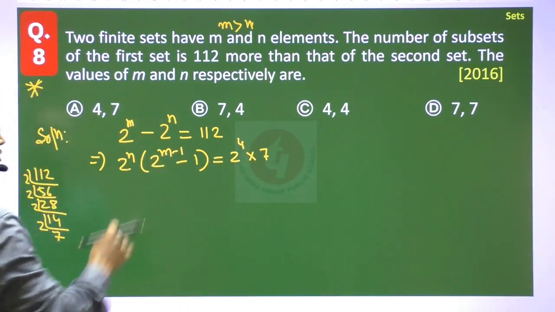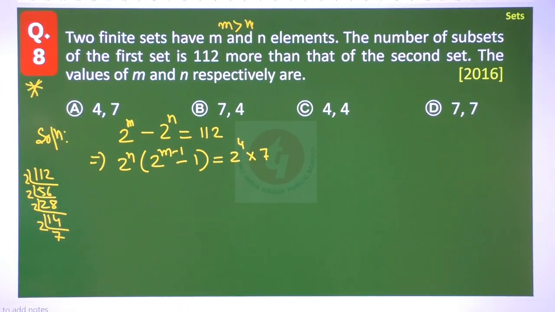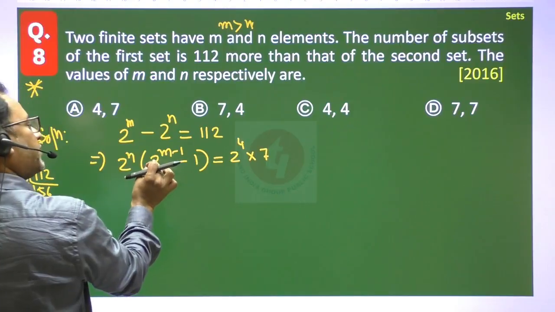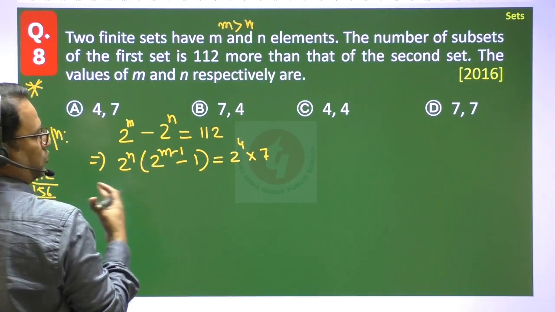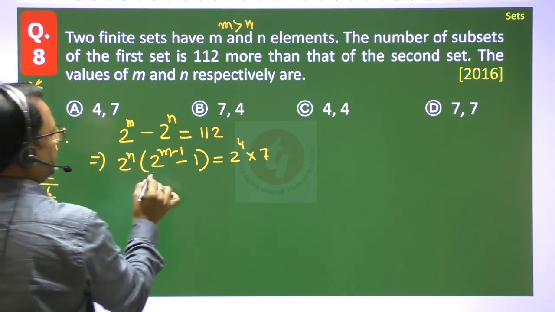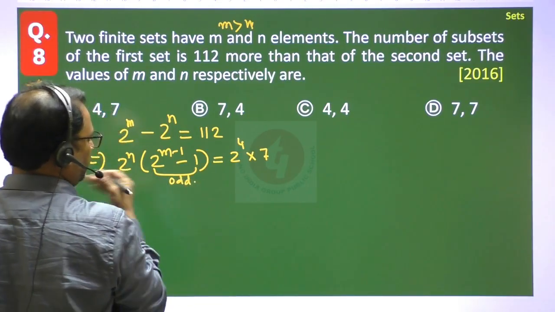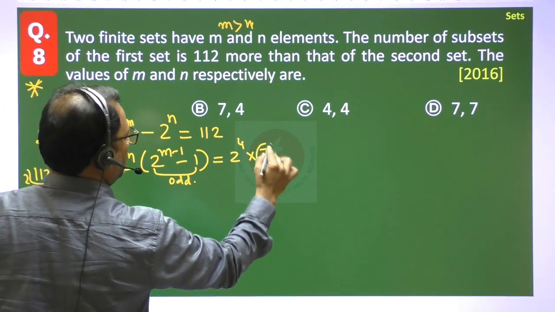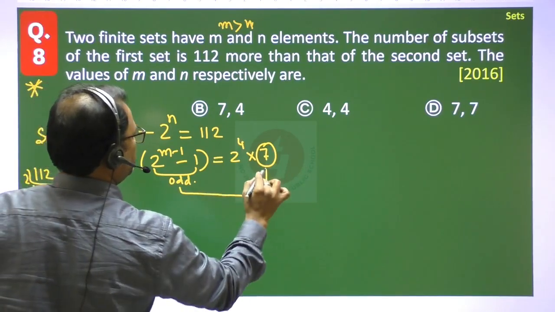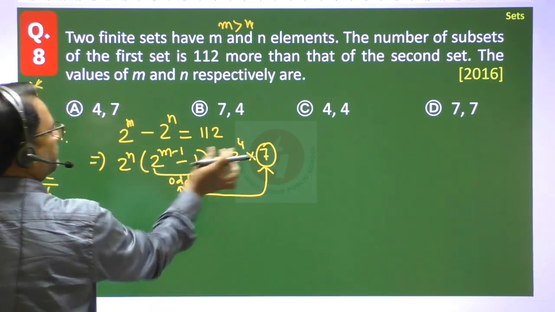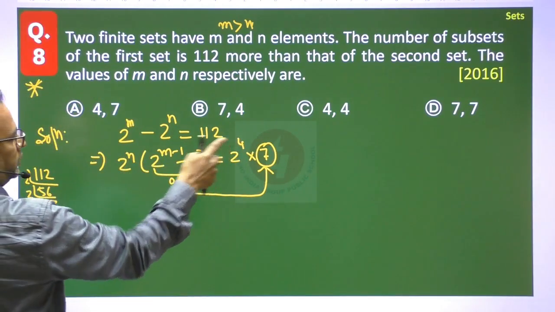You notice that whatever power of 2 you take, except when m minus n is 0, you get an even number. 2 to the power of a positive integer is even, minus 1 is odd. So this will be an odd quantity. If it is odd, on the right-hand side the only odd factor is 7. So this must be equal to 7. And the first one is equal to 2 to the power 4.